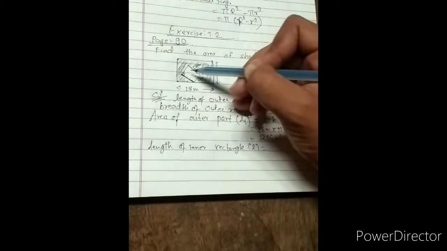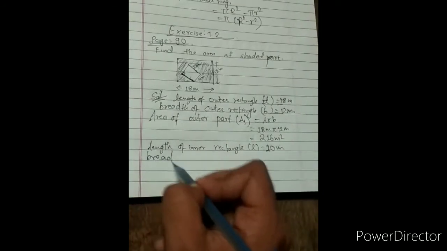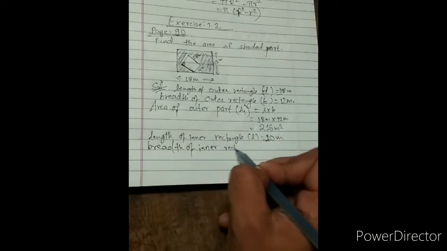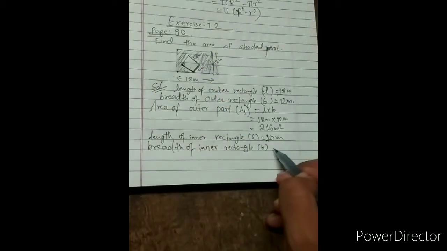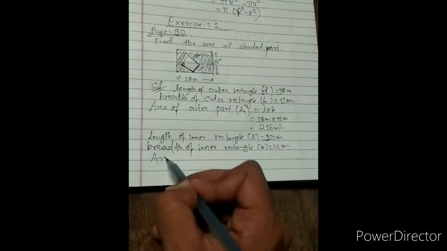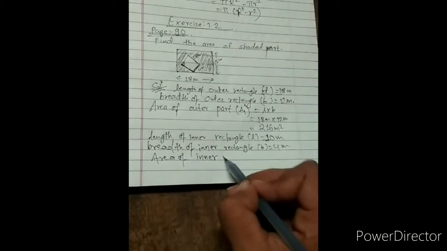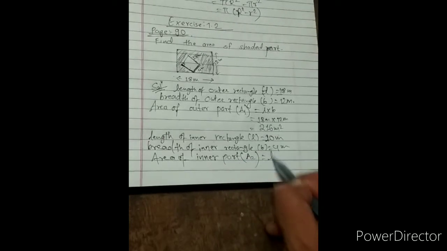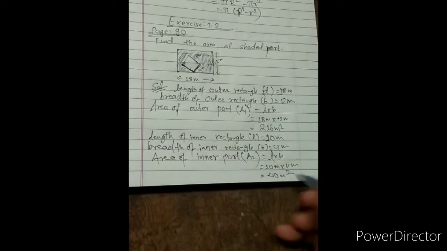This is given 10, and again the breadth of the inner rectangle. What is the breadth? 4 meter. You can find the area of the inner part, inner rectangle. We can let A2. Same formula can be applied here also, which gives us 40 meter square. Okay.